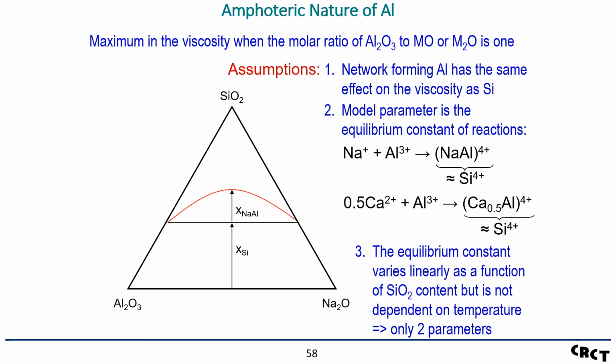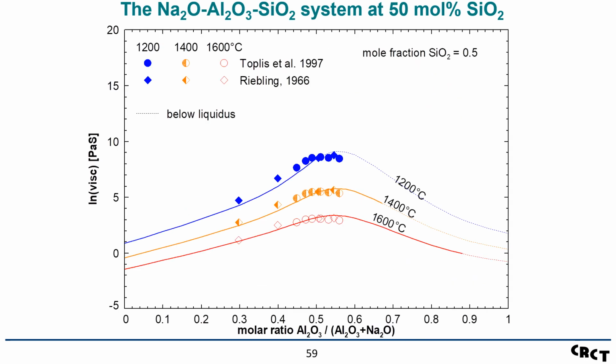So what we do, again, as in the thermodynamic model, is use the Gibbs energy of formation as a model parameter for, say, the NaAl pairs, or to a lesser extent calcium alumina pairs, because the calcium can also cause the charge compensation effect. With that one extra parameter, we find that along this line, at 50 mole percent silica, we've predicted very nicely the experimental viscosities along that line. Not just the magnitude, but also the shape of these curves is very nicely reproduced.